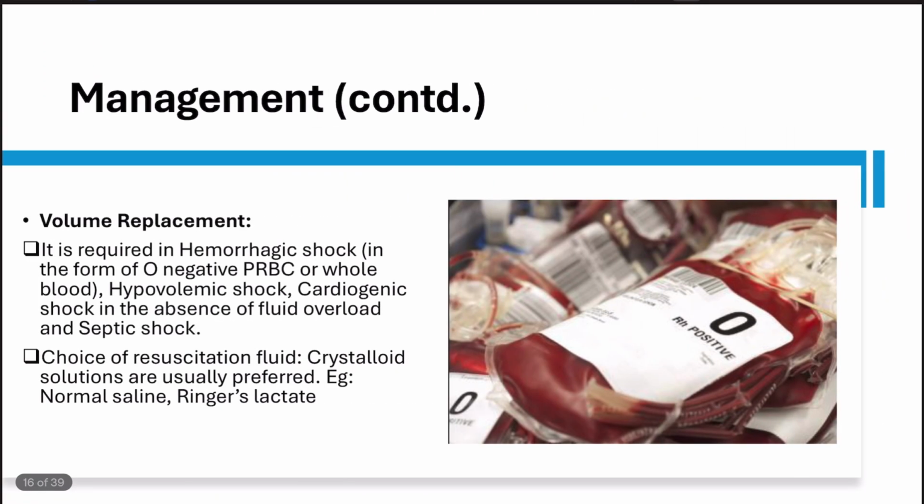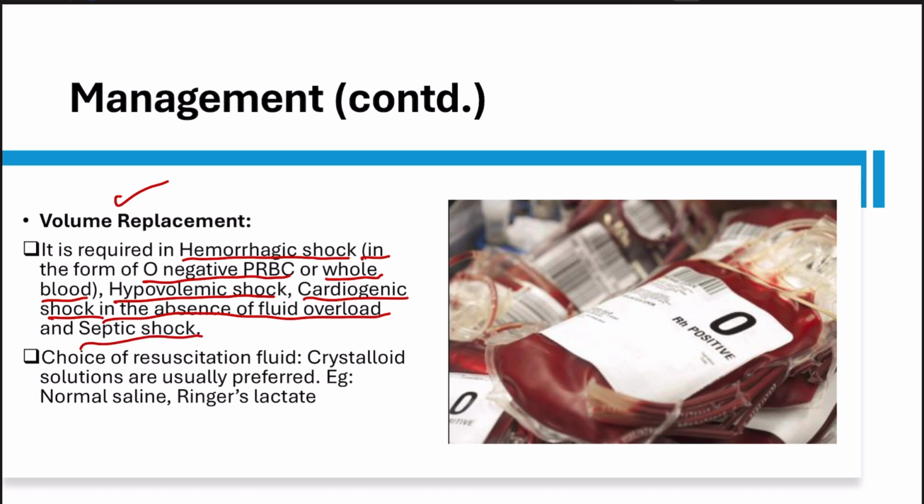Now coming to the third part, that is volume replacement. It is required in case of hemorrhagic shock. In hemorrhagic shock, it can be in the form of O negative PRBC, that is packed red blood cells, or O negative whole blood. In case of hypovolemic shock, we can also give blood products, but there we can give intravenous fluids also. It is also given in case of cardiogenic shock in the absence of any fluid overload. Suppose there is cardiogenic shock and there is fluid overload, then in that case we are not going to give the volume replacement.